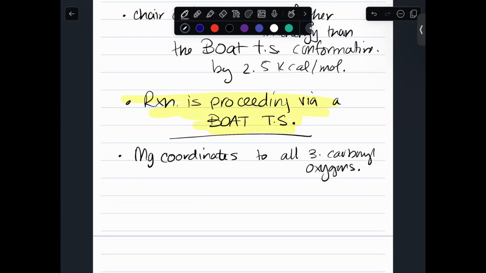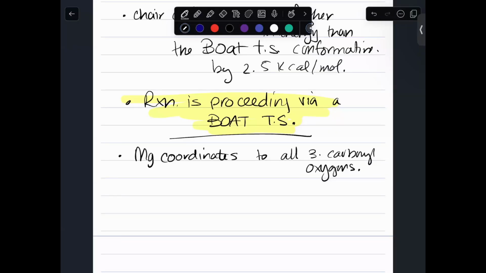And so when I drew out the enolate, I showed you, hey, it's coordinating to the carbonyl of the oxazolidinone and the oxygen of the enolate. But it also coordinates to the electrophile carbonyl as well. So it's coordinating to three oxygens at a time, and it's forcing the formation of a boat transition state. So let's talk about that transition state.